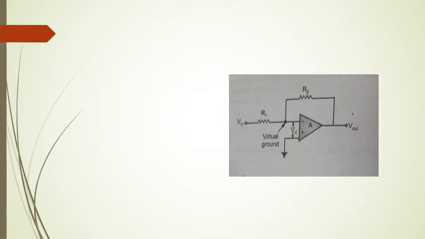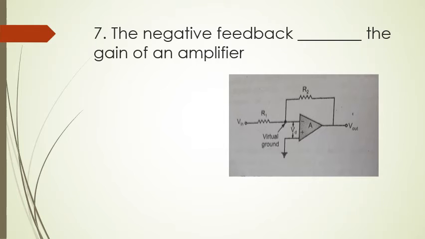Now here a circuit diagram of the operational amplifier is shown, and the question is, the negative feedback dash the gain of an amplifier. So the gain of the amplifier, due to negative feedback, whether it increases or decreases or does not change or none of these. Obviously we know that whenever we are talking about negative feedback, there is a decrease in the gain of the amplifier. So option A is the correct option here.